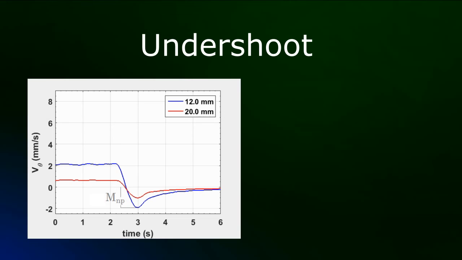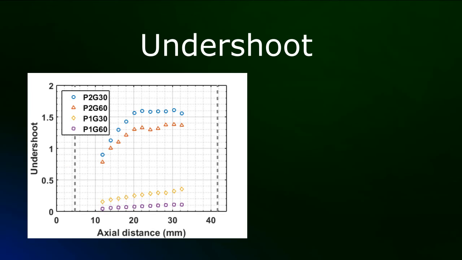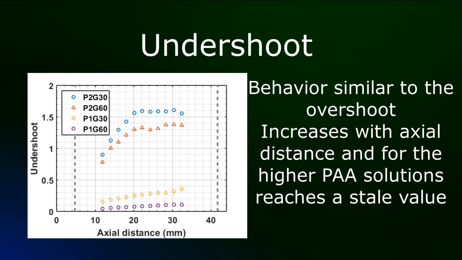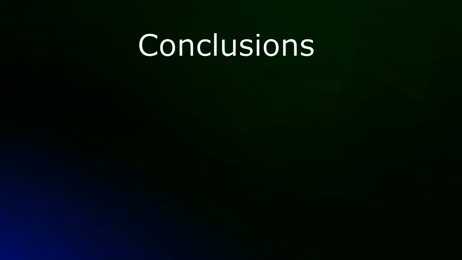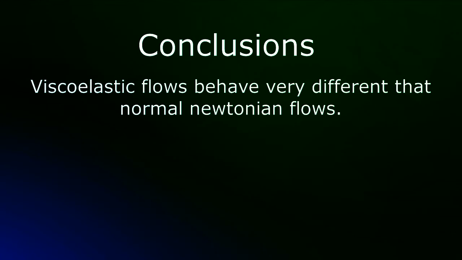And now, moving on to the decay, we define the same parameter but with the minimum velocity, and we will be referring to it as undershoot. As you can see, its behavior is very similar to the overshoot case. It increases with polyacrylamide content and decreases with solvent viscosity, but it seems to reach a plateau closer to the inner cylinder.